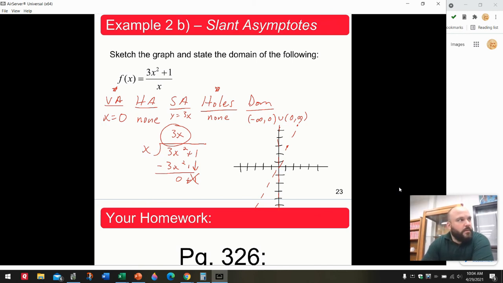Now the last thing to do is to go ahead and make a table. So we'll make a table for this side, and we'll make a table for this side, and we'll pick numbers that are bigger and smaller than 0. So in this case, 1, 2, and 3, and then -1, -2, and -3. Now that we have those values, we can go ahead and get our y values. Again, these x values would need to be put into the function.